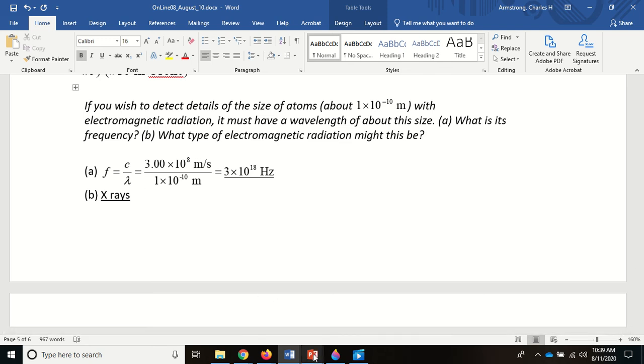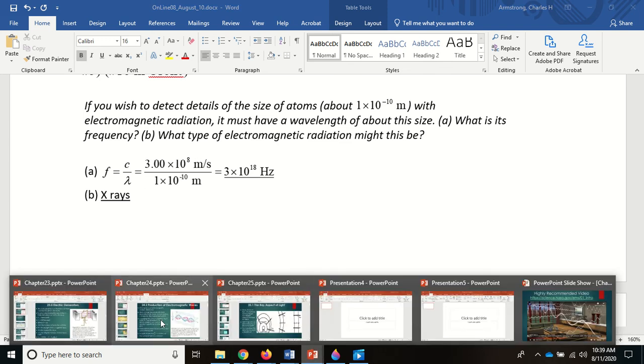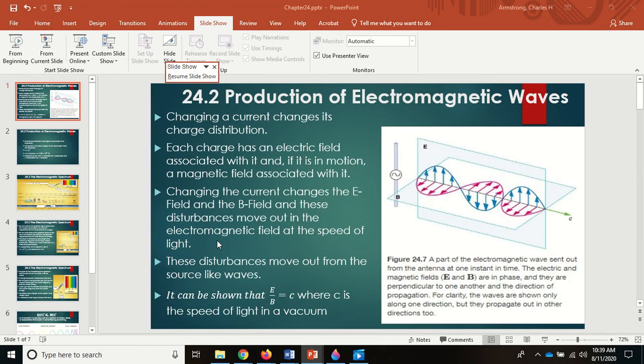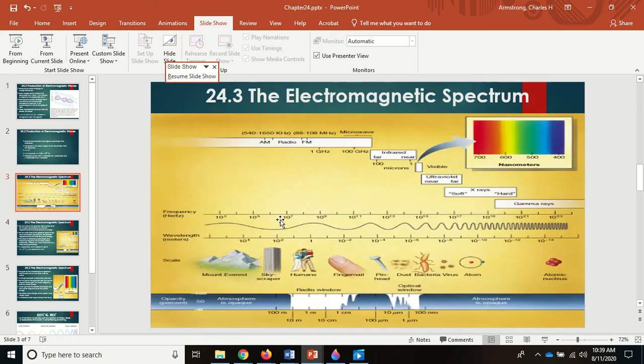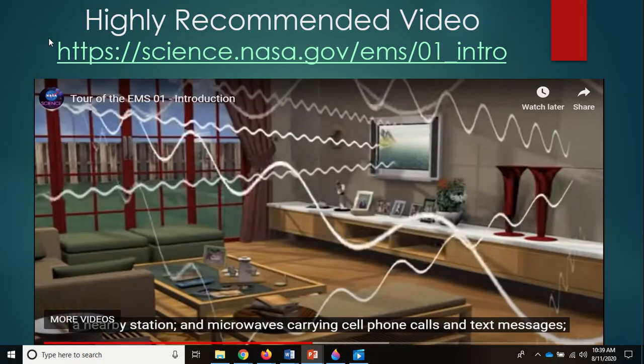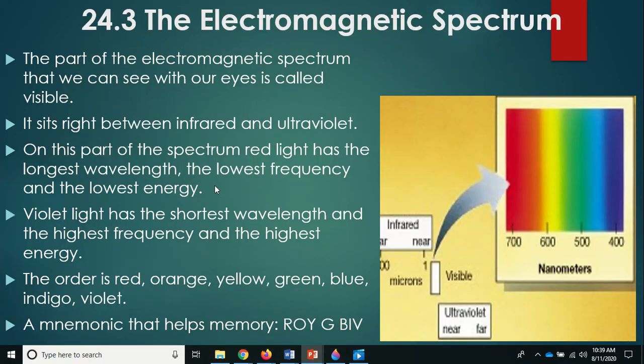So where would 3 times 10 to the 18th hertz be? We're on this one. Let's go back and look. Hey, how come this thing isn't moving? Oh, because I was already at the bottom. All right, so let me go to current slide. Oh, that wasn't the current slide.